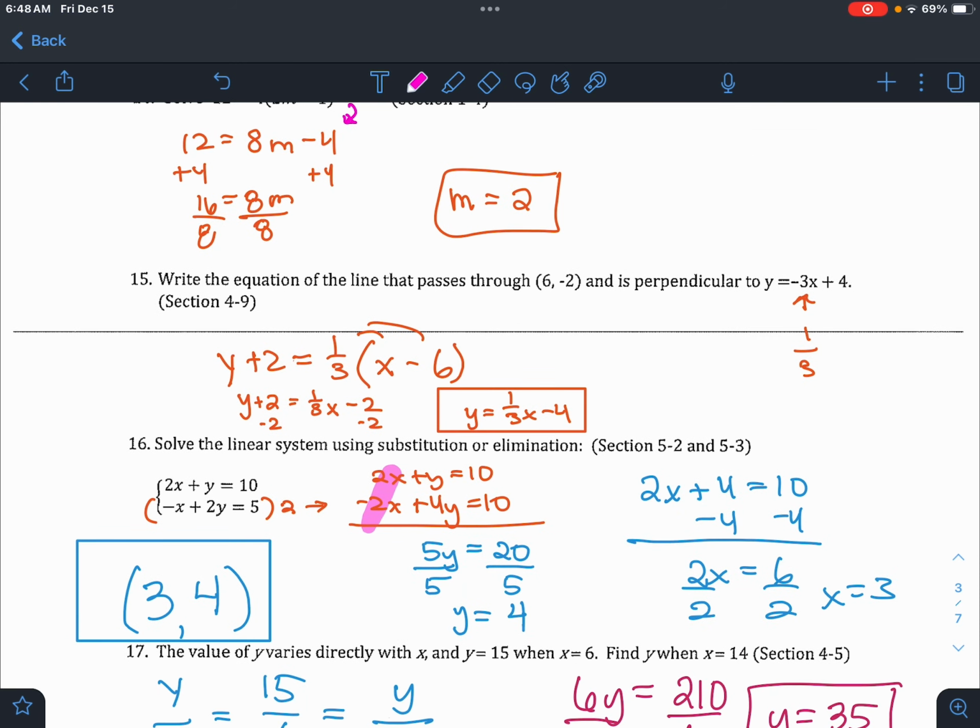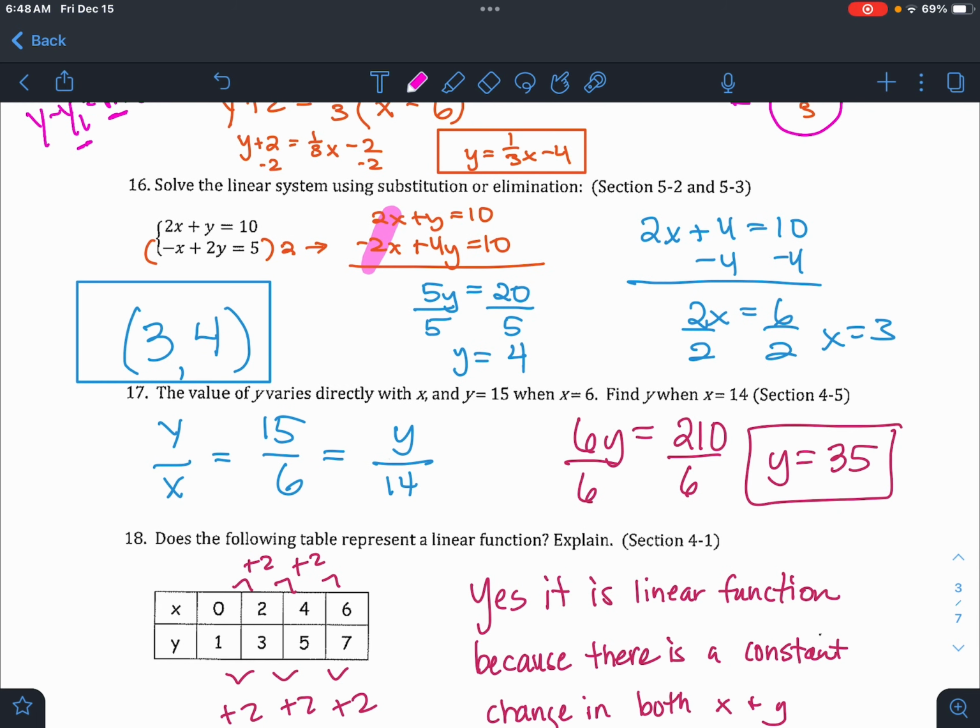Number 15, it gives us a point and asks for a perpendicular line to this line. So we know we have to have a perpendicular slope. And once I have a point and a slope, I use the point slope form, which is y minus y1 equals slope times x minus x1. And I substitute in my slope and my point, and I isolate the variable, finding the new equation.